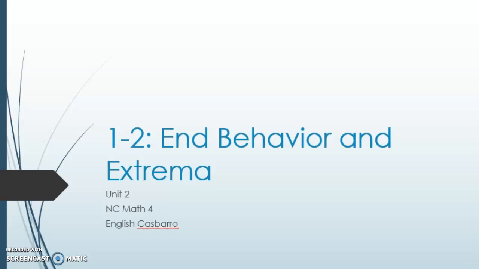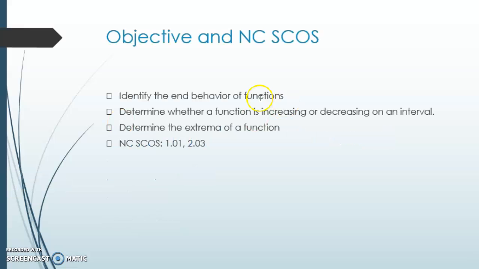Hi guys, this is 1-2 in Behavior and Extrema. It really isn't that tough. You just have to recognize what a graph is doing on the ends of it, and the extrema, high points, low points, that kind of thing. Objectives: identify the behavior, and whether a function is increasing or decreasing on an interval.